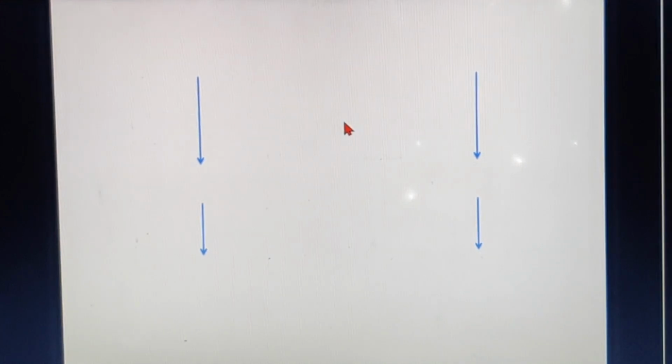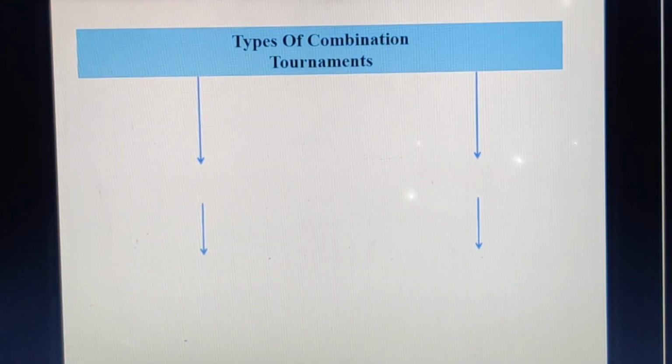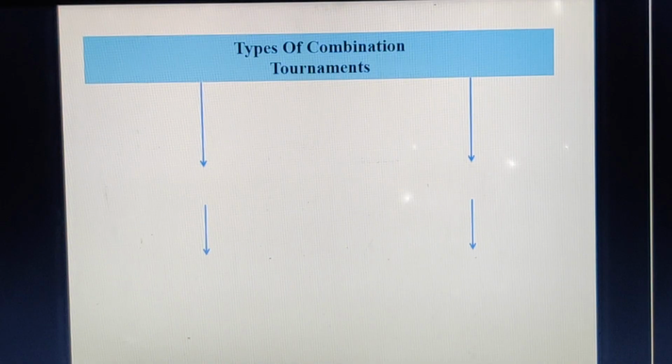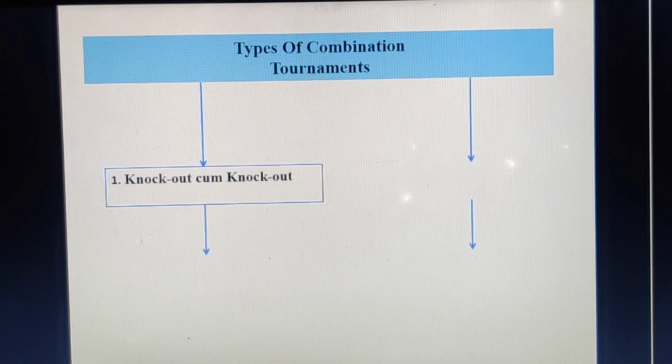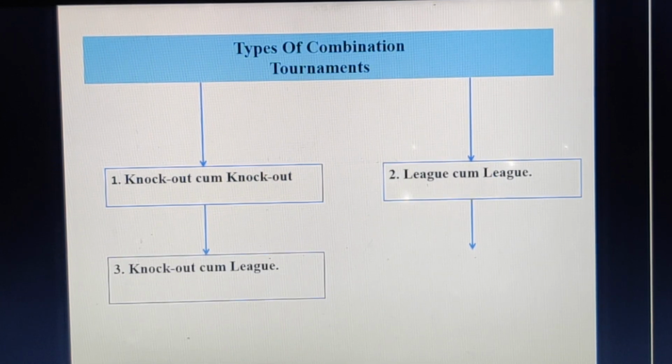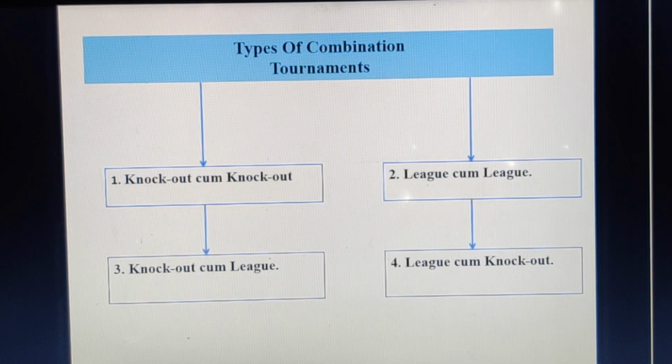Let's discuss this further. Types of combination tournaments. There are 4 types, and please note it down in your notebook and learn it by heart. One is knockout cum knockout. Second is league cum league. Third is knockout cum league. And fourth is league cum knockout. So luckily we have already understood what is knockout and what is league. So it will not be a problem for you to understand types of combination tournaments.